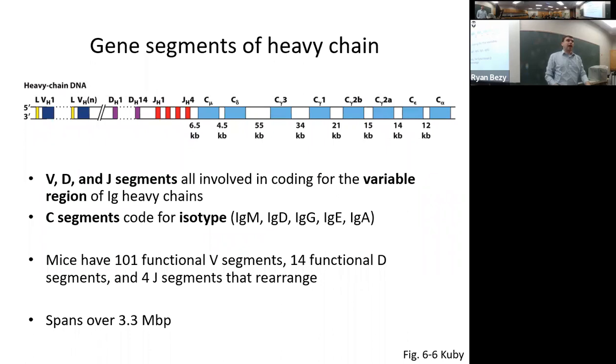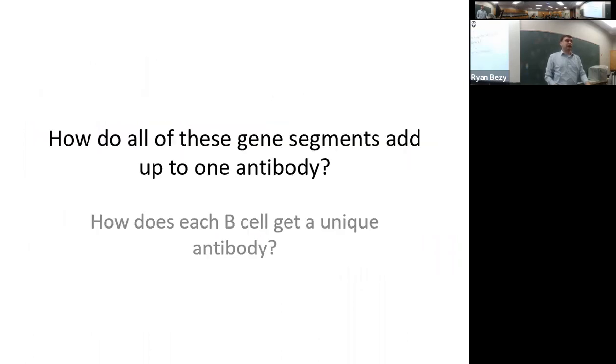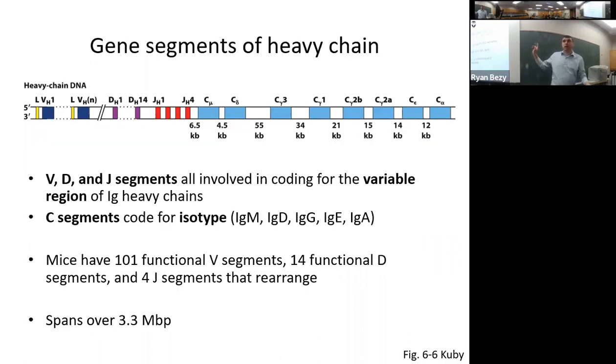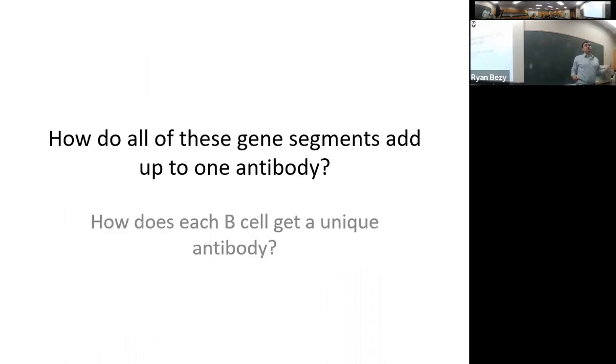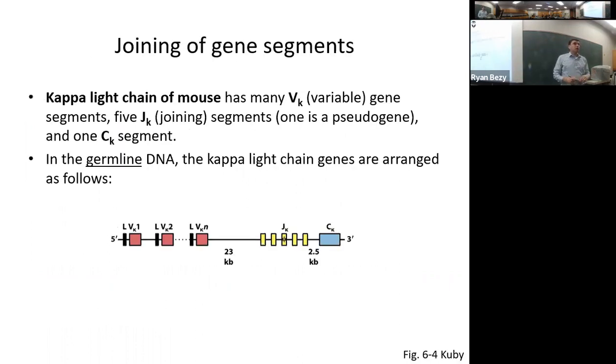Okay. Let's get to the point. Now that I've gone through the gene organization, let's actually hit the rearrangement stuff. So how do all of these gene segments add up to an antibody? And how do all these gene segments equal a B cell getting a unique version of an antibody, different from other B cells? So let's go with kappa light chain.